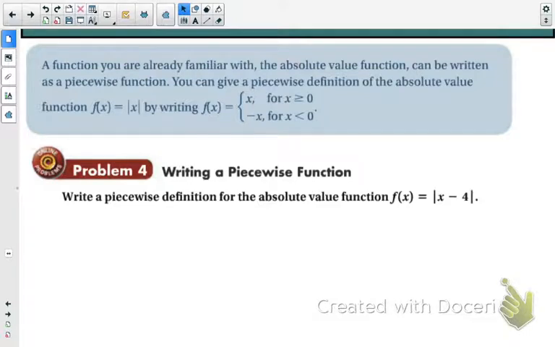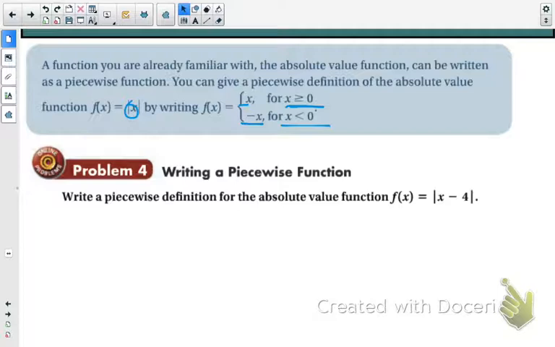Okay. So we talked about absolute value functions earlier this term, and we can also write absolute value functions as a piecewise function. If you look at this blue box up here, it says you can give a piecewise function definition of the absolute value function, f of x equals absolute value of x, by writing it as f of x equals x for x is greater than or equal to 0, and f of x equals -x for x is less than 0. So basically, you're making the inside of your absolute value positive when x is positive or greater than 0, and then you're just making that negative when x is less than 0.